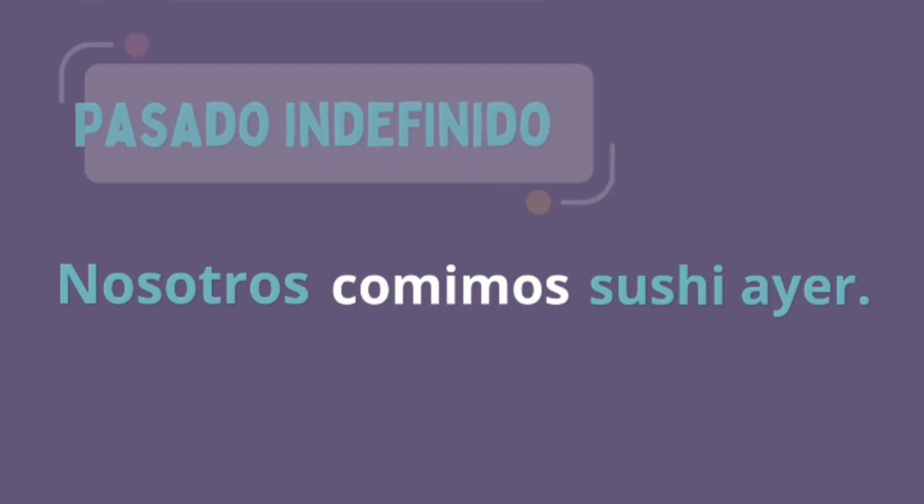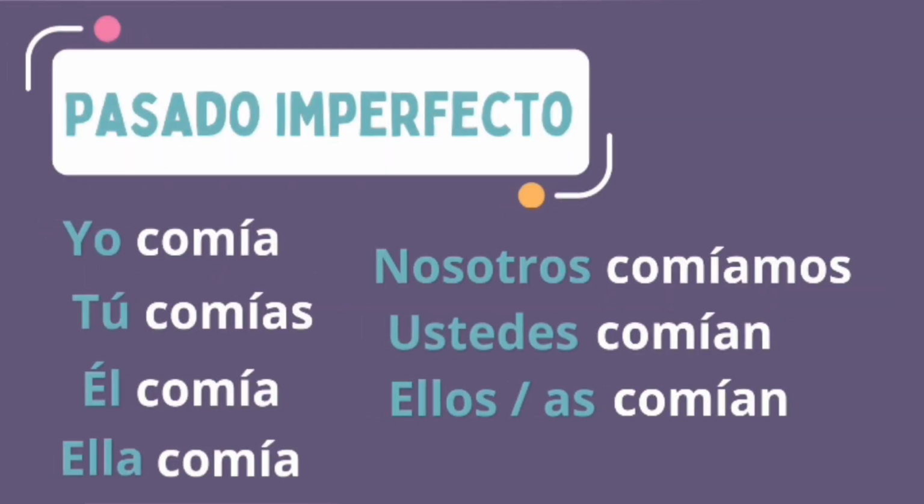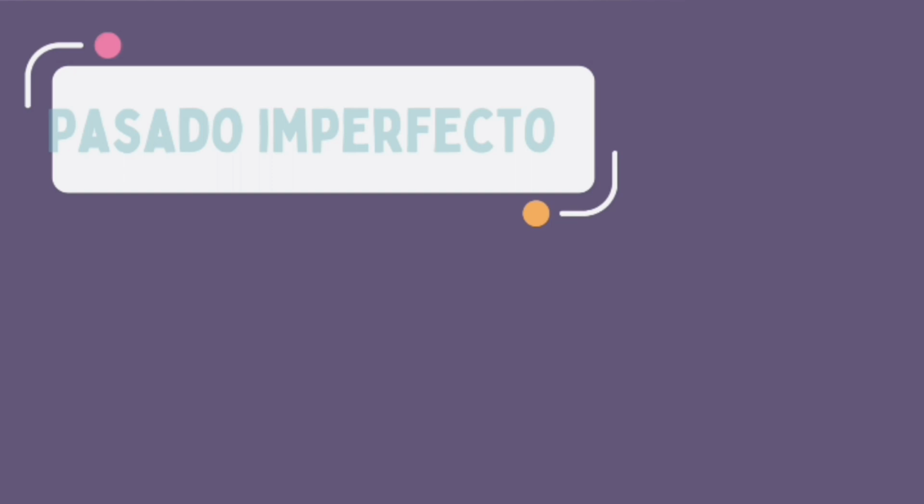Now let's see how you have to conjugate this verb also, but in the imperfect past, pasado imperfecto. The conjugation of this verb, comer, would be yo comía, tú comías, él comía, ella comía, nosotros comíamos, ustedes comían, ellos or ellas comían. This would be the conjugation of this verb, comer, in the imperfect past. Now let's see some sentences so you will understand the difference.